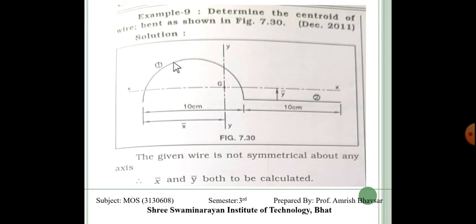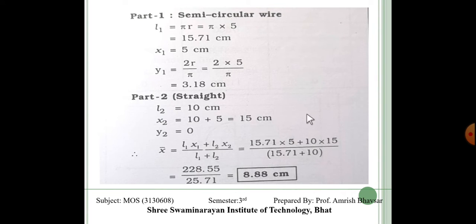This is another important question. Determine the centroid of the wire band as shown in the figure. Half circle and the line. Both are 10 centimeter length. First of all, we have to put the reference axis over here, and from that reference axis, we will find out the x1, y1, x2, y2, whatever.